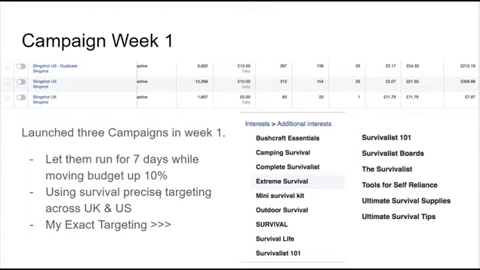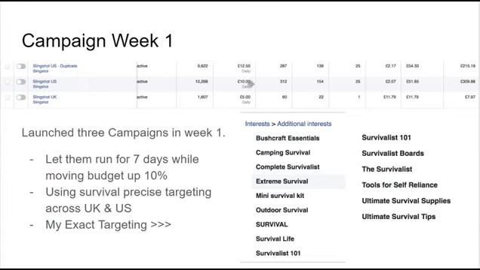We used precise targeting, which is what I teach in my course, starting with around that 500,000 size audience. And again, this is the exact targeting we used here, so you can go ahead and use it if you want. So we're going to jump into the next slide, which is week 2, where we started to diversify our campaigns.